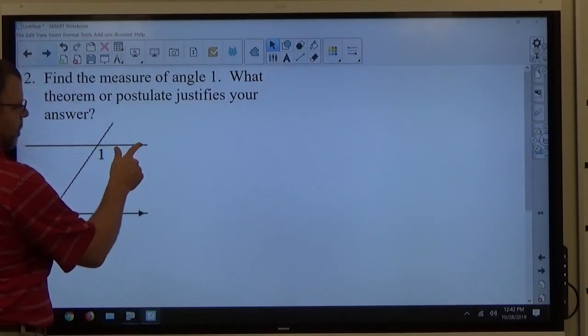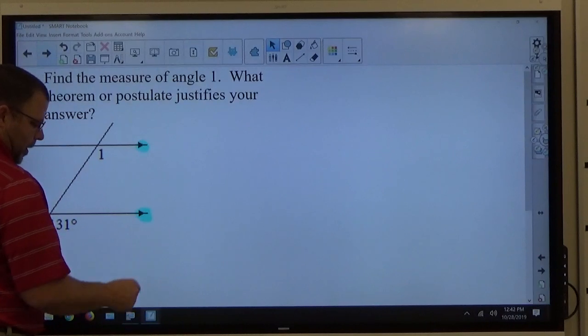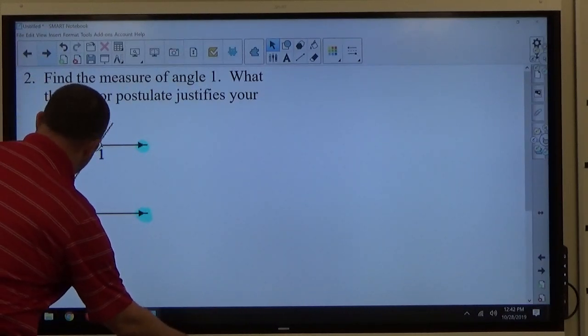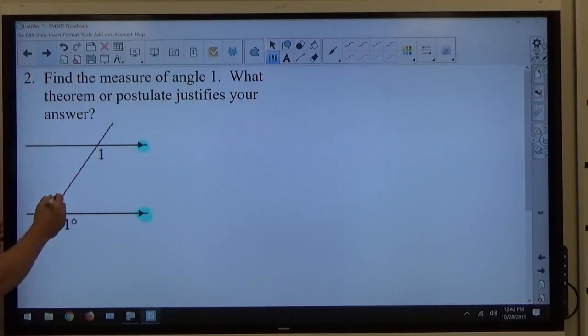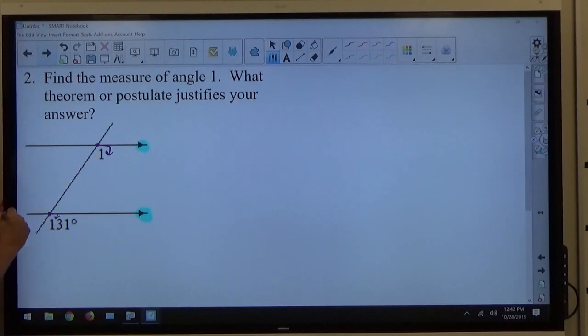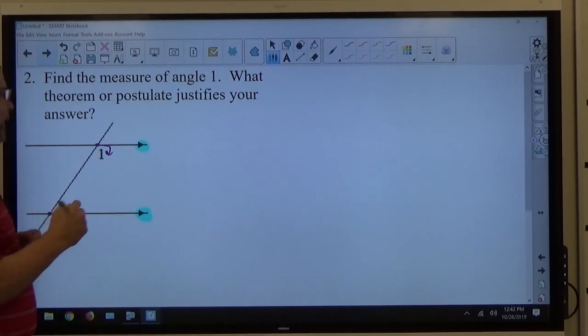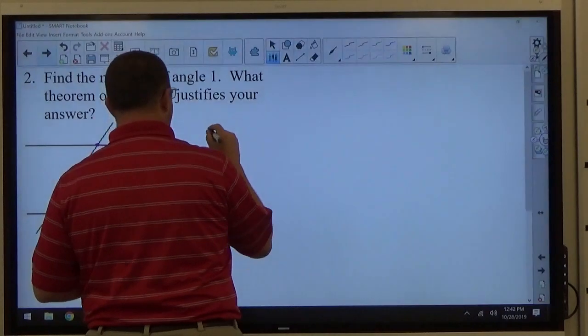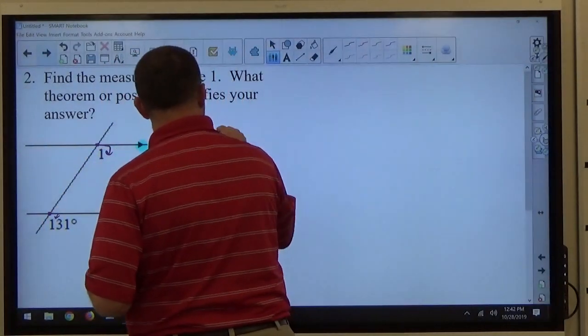As you can see on this problem, the lines are marked as parallel. And we can see that angle 1 and the 131 degree angle here, if we have the same starting position, we're going right and down to get to these. They correspond, they're corresponding angles. There is a corresponding angle theorem.